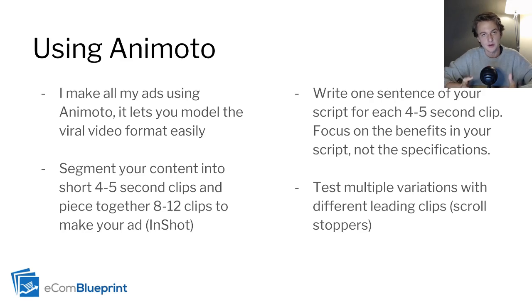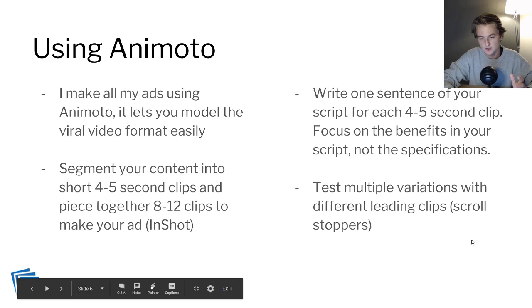And then you want to write a script for your video, and that's another thing that you want to do. So if you've got 8 clips, you want to write 8 lines, one for each clip. And in your script, you should focus on the benefits, not the specifications. And you should also explain how this product is going to solve the problem. Now, the script of your video is not that important, so just keep it simple. Make sure there's no grammar mistakes. That is important, right? That looks extremely unprofessional if there's grammar mistakes in your ad. And so that's basically it. And then you also want to test multiple variations with different leading clips. And I'm going to show you that as well.